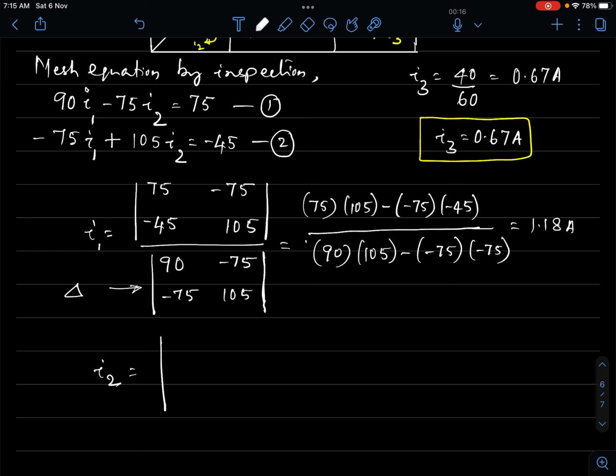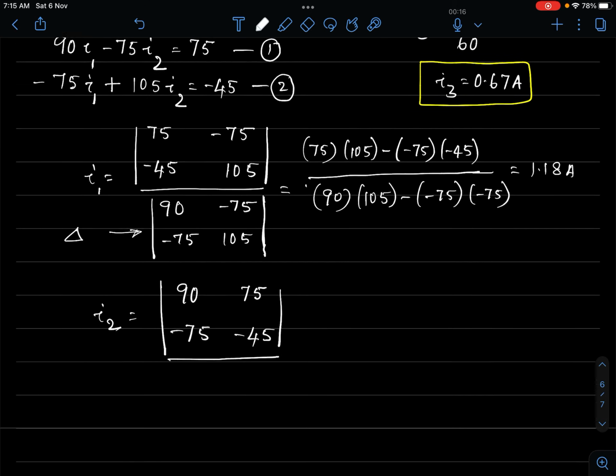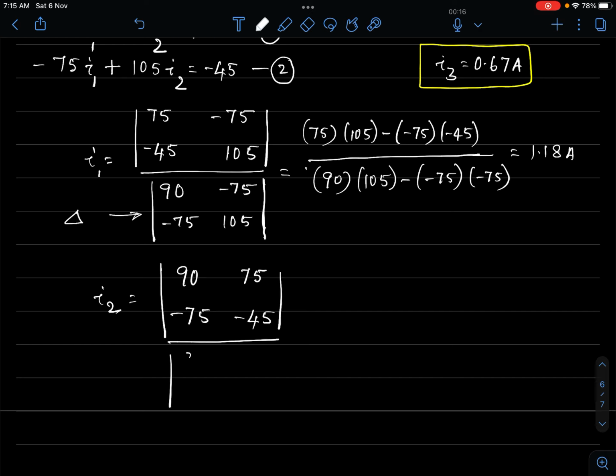Okay. So what I mean is I2 is evaluated as, this is 90, minus 75 of delta is retained, and these two values are replaced by the right hand side terms. This determinant divided by the same delta determinant that we have evaluated in stage 1. That is, this is 90, this is minus 75, minus 75, 105. So this again is expanded, then you will be able to get this to be 0.412 amperes. Okay. So we are able to get I1, I2, I3, all the three currents we are able to get.